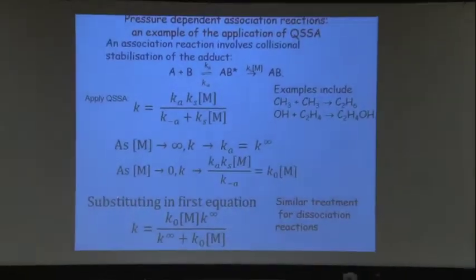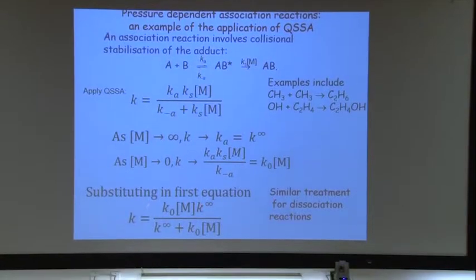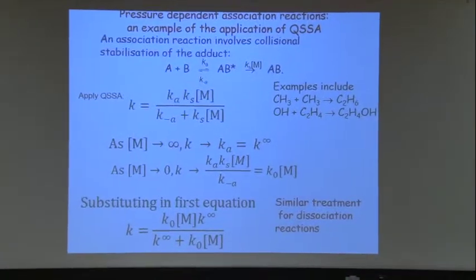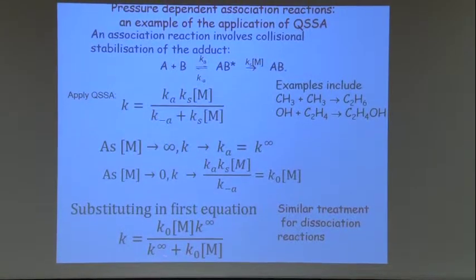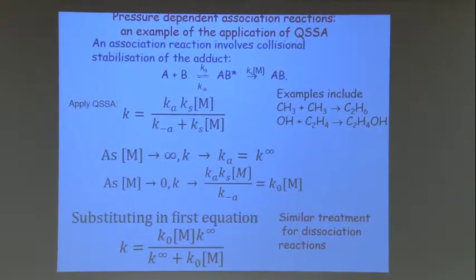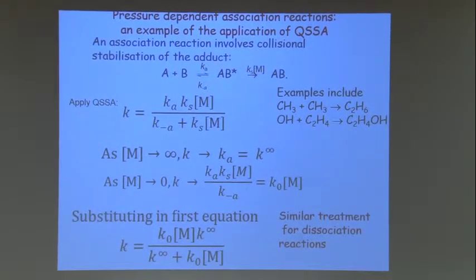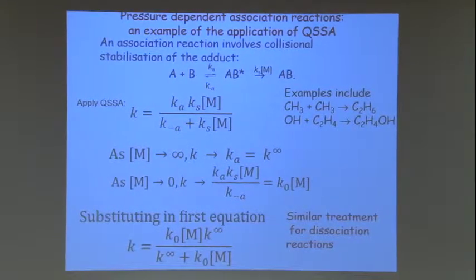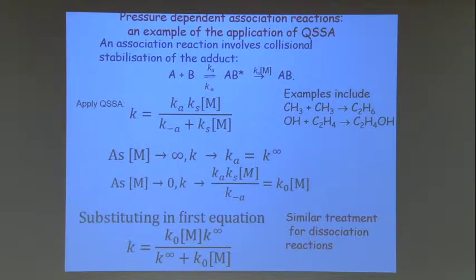Okay, so we can use these limiting values to get an alternative expression for the rate constant that's widely used. And we'll discuss this in more detail tomorrow and on Wednesday. Okay, so these are examples. So this could be CH3 plus CH3, OH plus C2H4. And we've made progress by applying the steady state approximation to AB star because it's very short-lived.